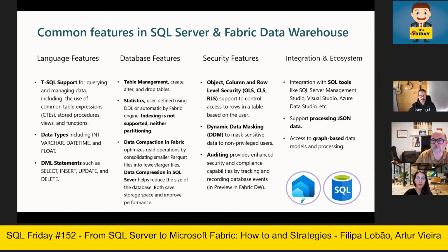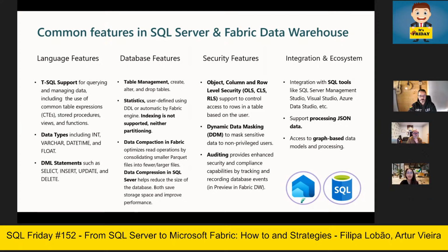Then if we think about the database features, we have the table management options available as well, like creating, altering, etc. And we do have statistics enabled for both of the services, right? Here, the difference is, for example, that indexing or partitioning is not going to be supported on the data warehouse of Fabric, right? And the reason is it's a different engine from SQL Server. It's based on Delta and Parquet. And so the Parquet files themselves are not only data and statistics, they actually have an index themselves, right?